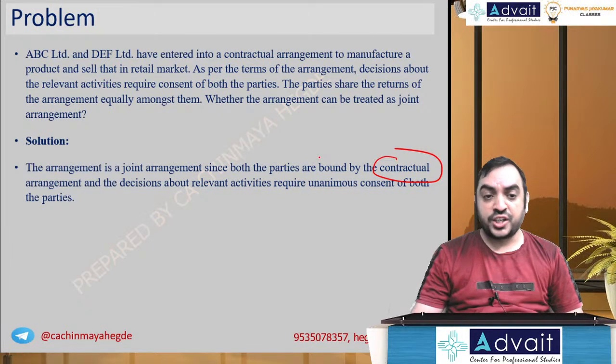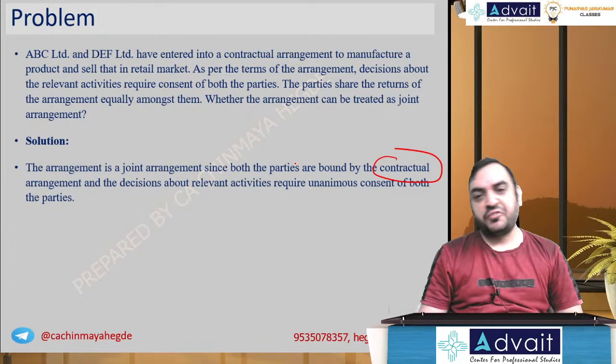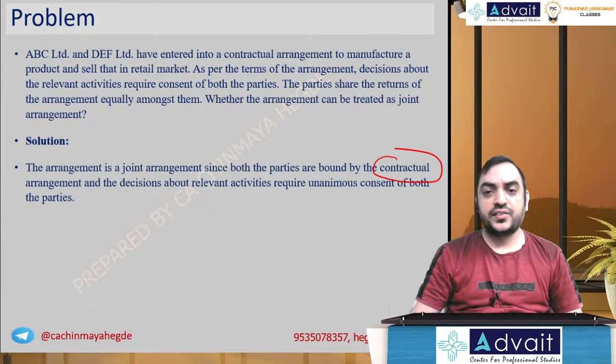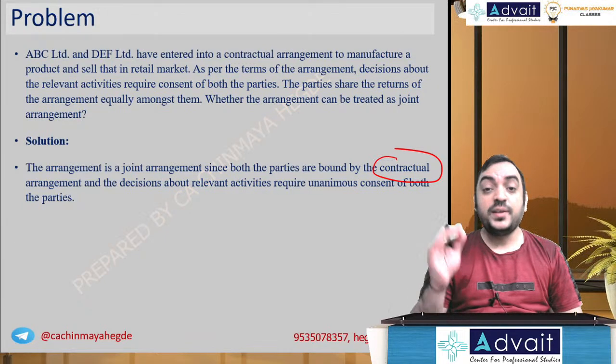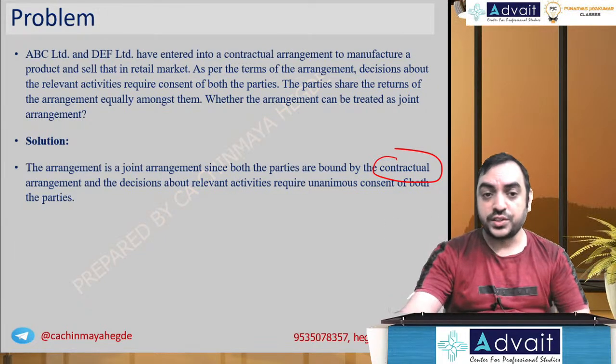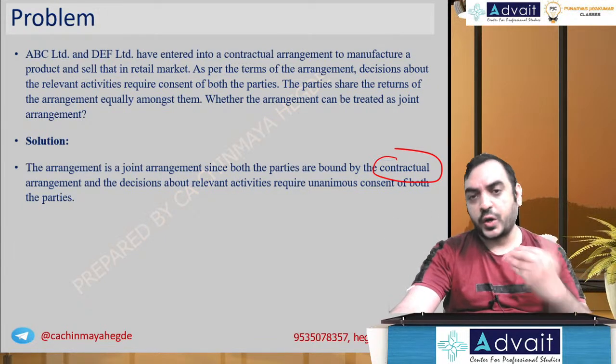It requires unanimous consent of both the parties. So very clear, straightforward answer. Yes, it requires both the approvals. Therefore, it is joint operation. I mean, joint arrangement, and the type of arrangement is joint operation.